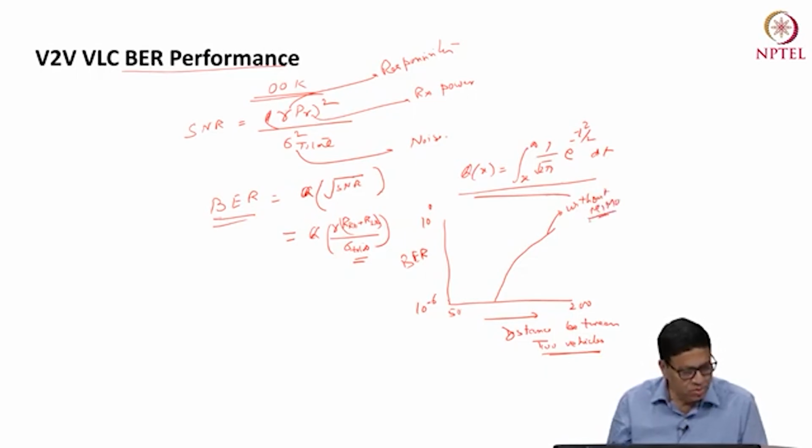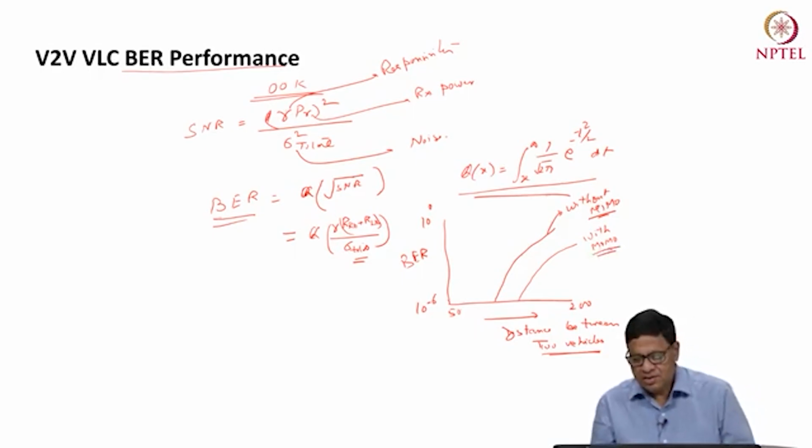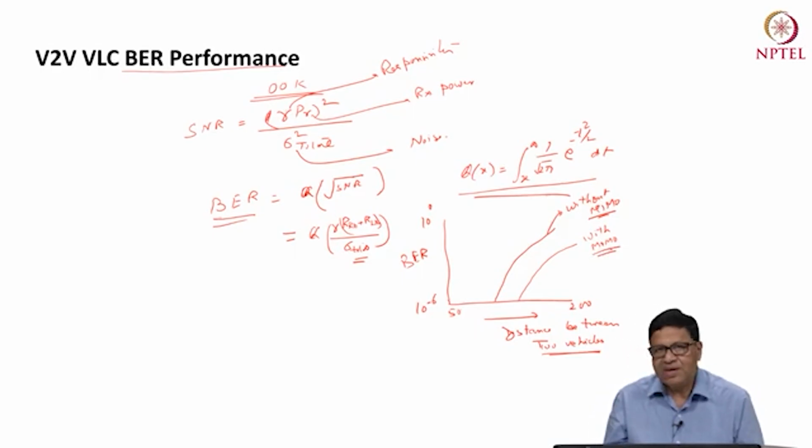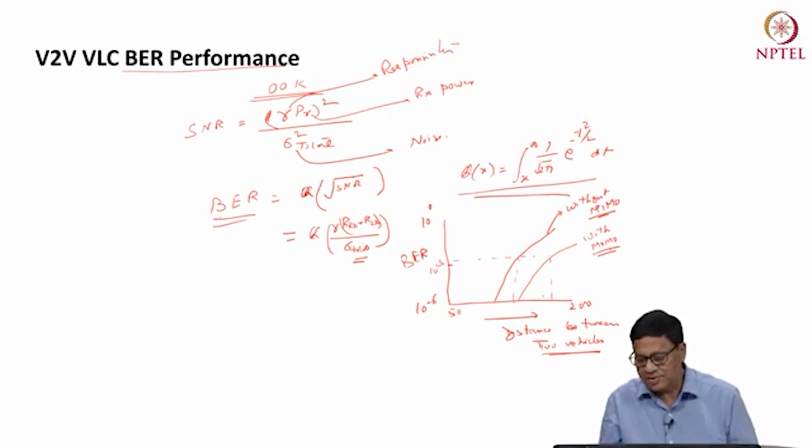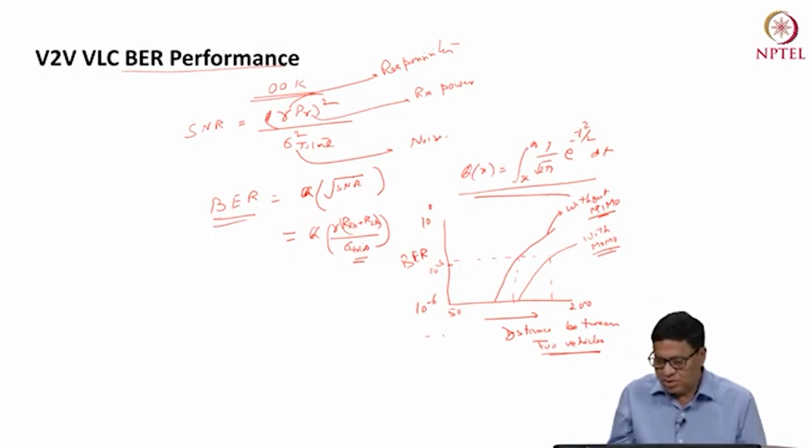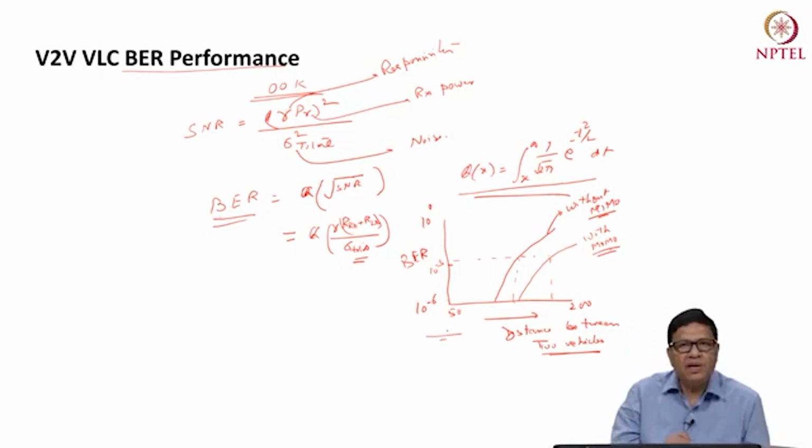If you use MIMO, then there will be an improvement and your performance will be something like this. This is with MIMO, which I had discussed earlier. So this is a typical BER versus distance plot. Suppose this is 10 to the minus 3, you can find out the corresponding distance for these two cases. So this is about the BER performance.